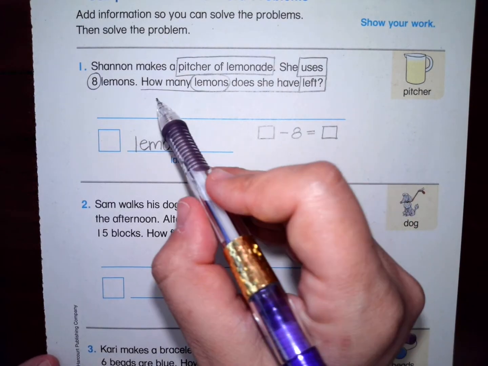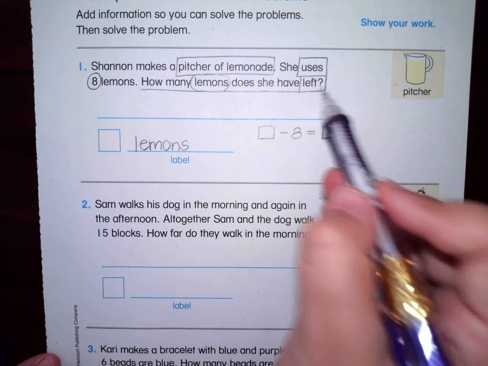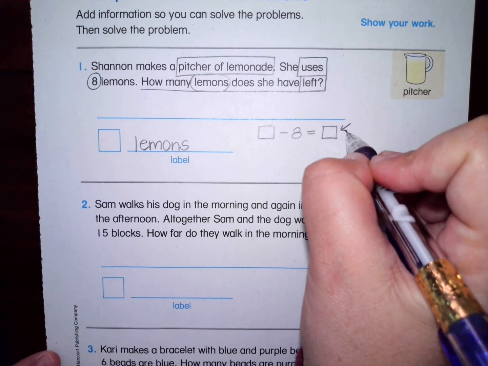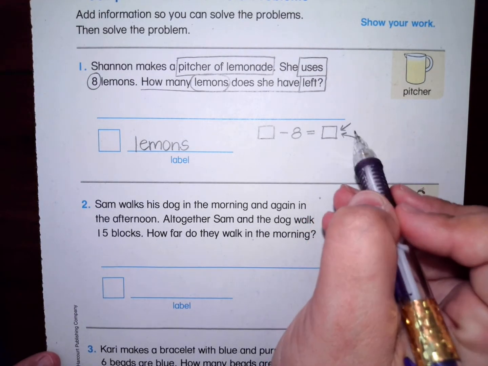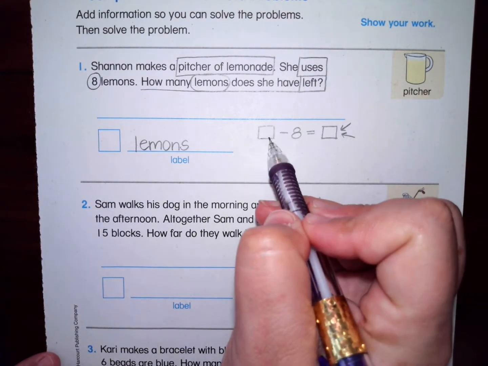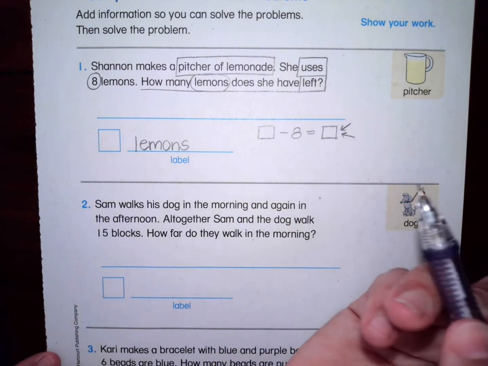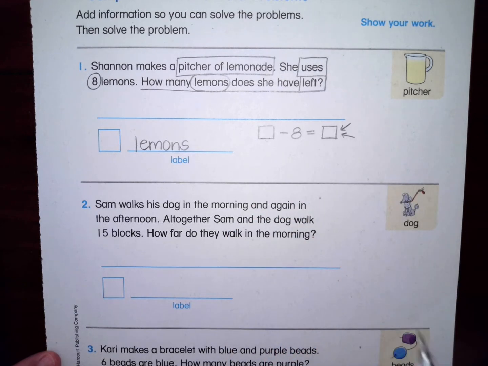Let's go back to our question. How many lemons does she have left? So that is our missing partner. So this box right here is our real box. So we need to fill in a number here. What does this box represent? This is an unknown start. So we are not sure how many she's starting with. We get to add in that information.